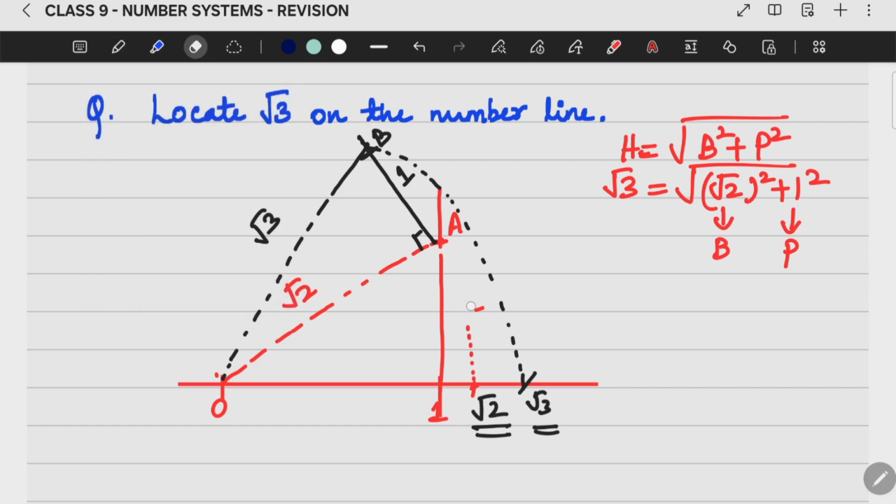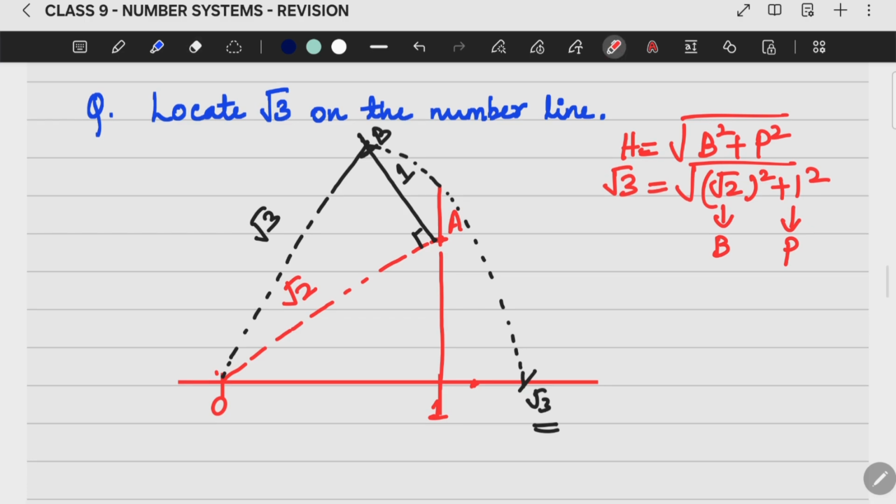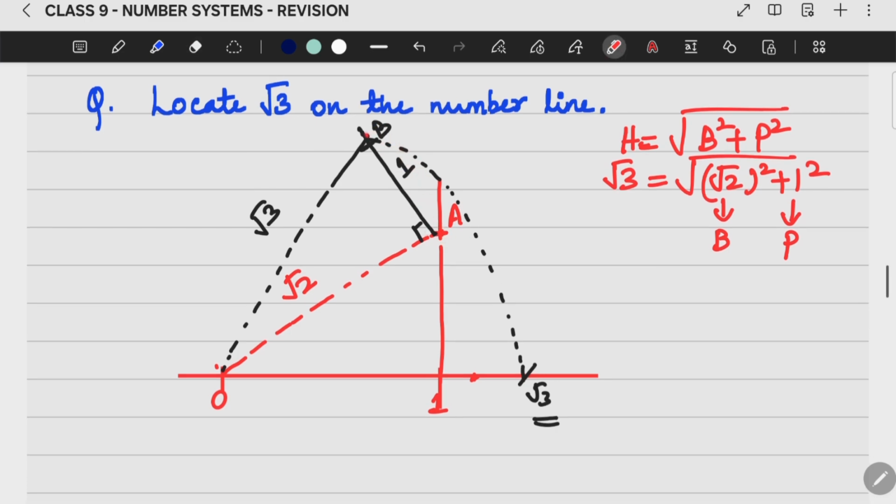This part I will just remove. You don't have to locate root 2. Once you have located the hypotenuse, from there itself you can take the horizontal. Automatically from there, using your compass, you can take the perpendicular, mark 1, and then join 0 to B, and then extend it and cut the number line. So this will be root 3. That's all. This is how you locate.